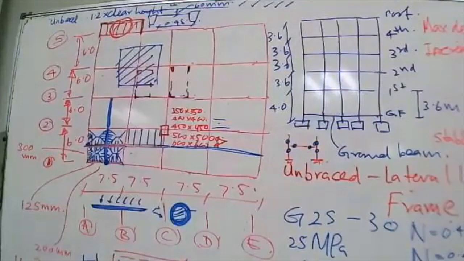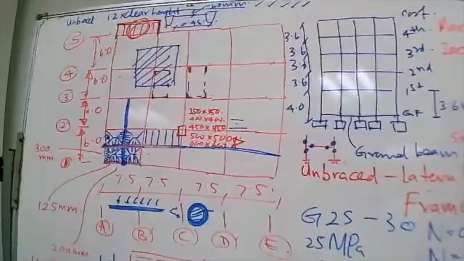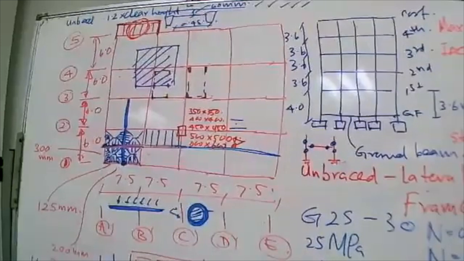Sir, you have one question. Yeah. Sir, for the QST bars, if we make threads for the couplers, will it have affected the strong area of the bar? It can affect the steel area to a little extent.